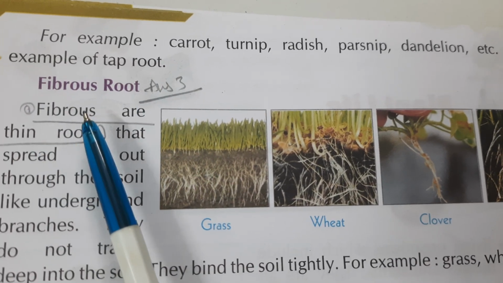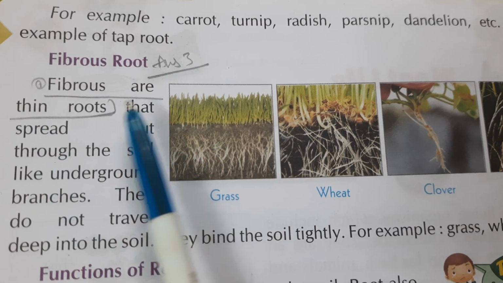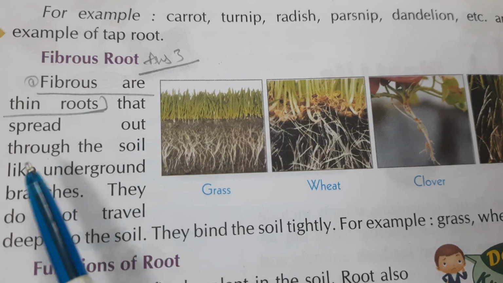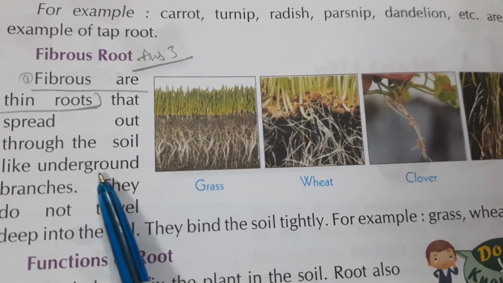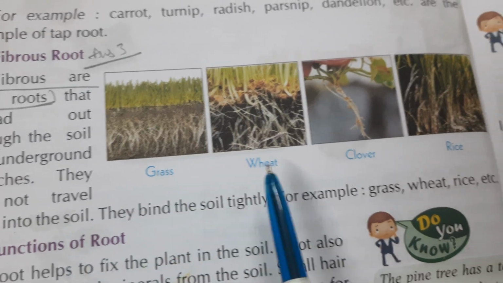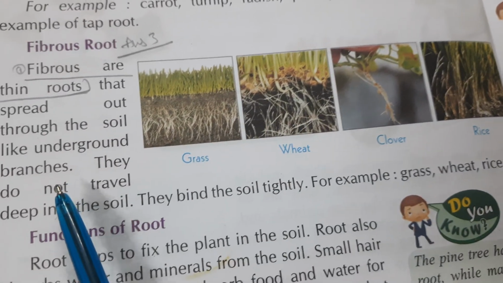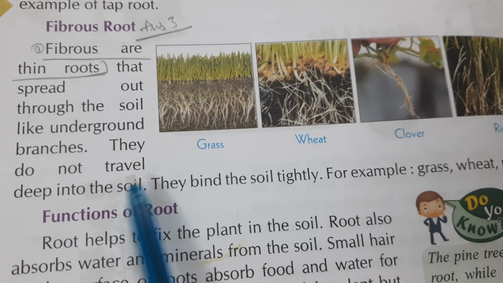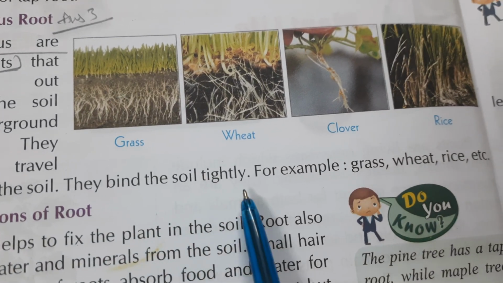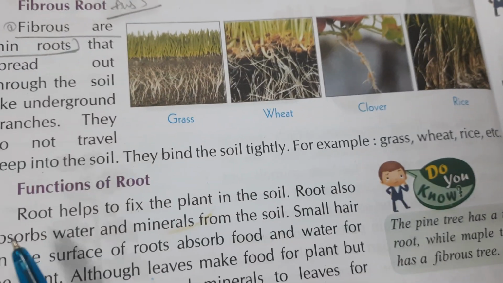Now we are going to read about fibrous root. Fibrous roots are thin roots that spread out through the soil like underground branches, like this. Look at here, like this. Grass, wheat, clover, rice. They do not travel deep into the soil. They bind the soil tightly. For example, grass, wheat, rice, etc.